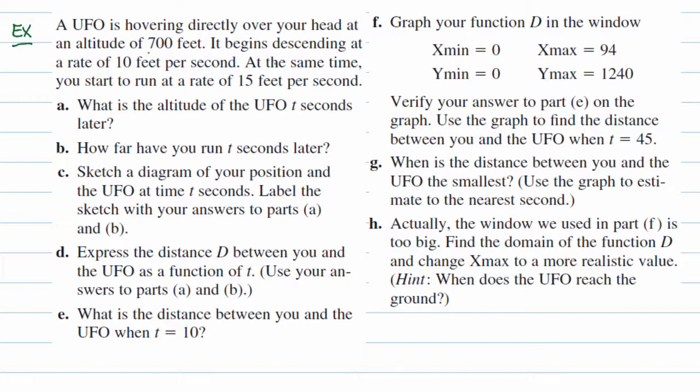So, a UFO is hovering directly over your head at an altitude of 700 feet. It begins descending at a rate of 10 feet per second. At the same time, you start to run at a rate of 15 feet per second, just because you're freaked out. Now, each of these questions is kind of a baby step process.